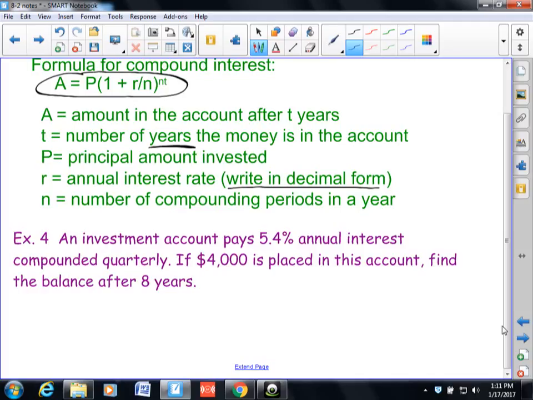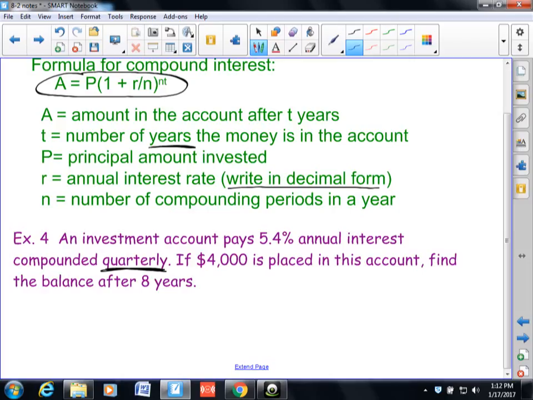So an investment account pays 5.4% annual interest compounded quarterly. So here's our signal for our N. $4,000 is placed in this account. We want to find the balance after 8 years. Some of you who really like to organize things might want to make a list of all these letters and what they're going to be.